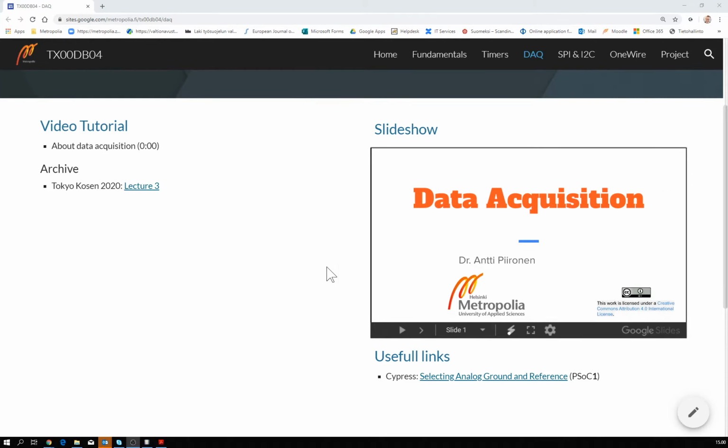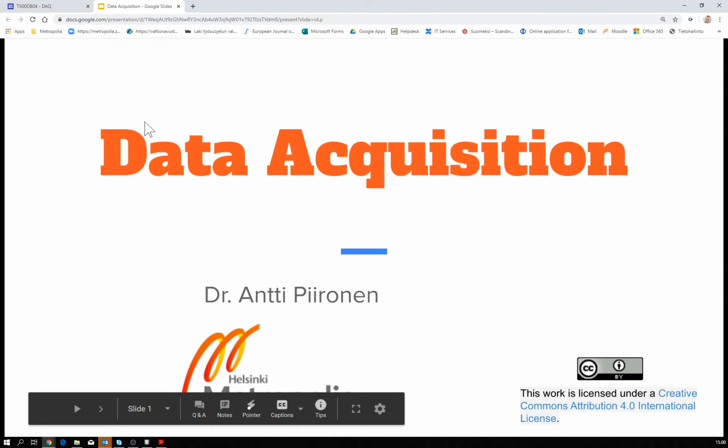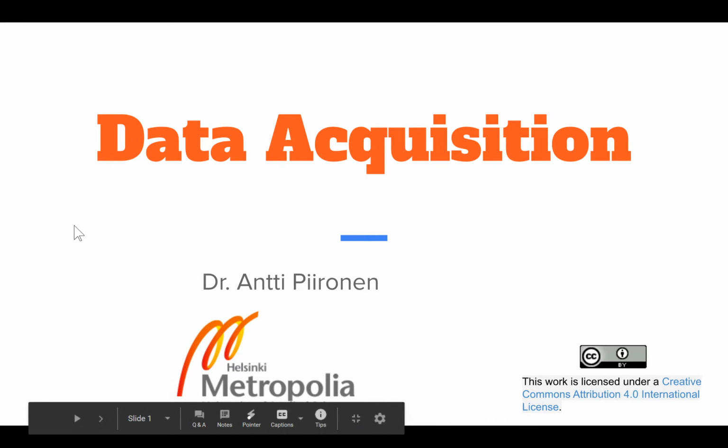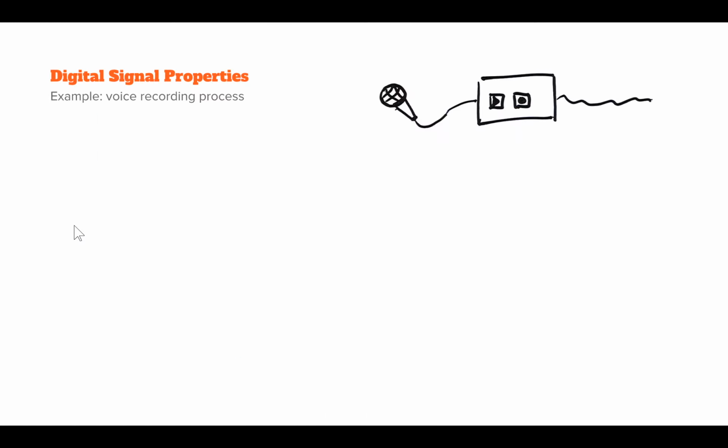The third topic of this course is about data acquisition. And just a short reminder what it's all about. I have a short slideshow here. So practically we are talking about digital signal properties, and as an example there would be a voice recording process. Although I would guess that in your case you will be mostly using the data acquisition system for some sensor data, but anyways this is just an example to illustrate what is happening.